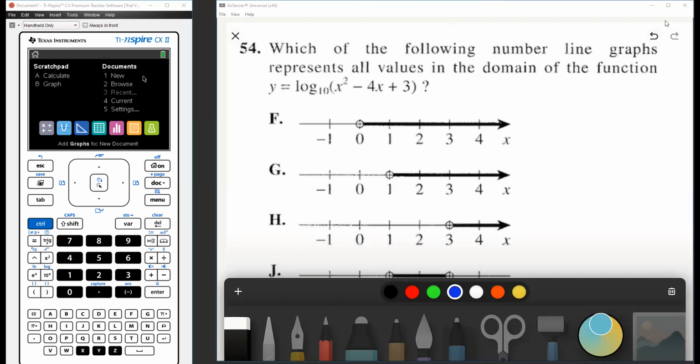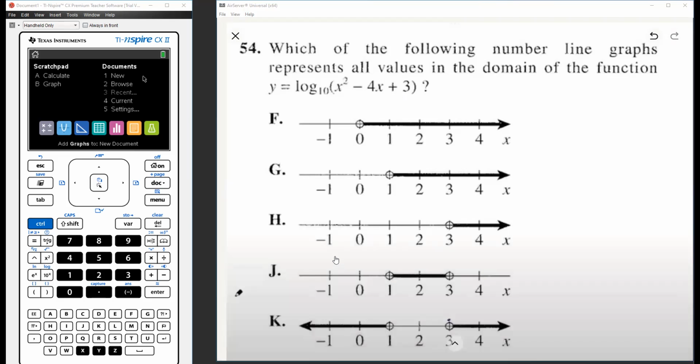It says, which of the following number line graphs represents all of the values in the domain of the function y equals log base 10 of the quadratic x squared minus 4x plus 3. A lot of students get intimidated by logarithms. But in my opinion, this is a domain question, so the best thing you can do is graph it. This is what I would do.